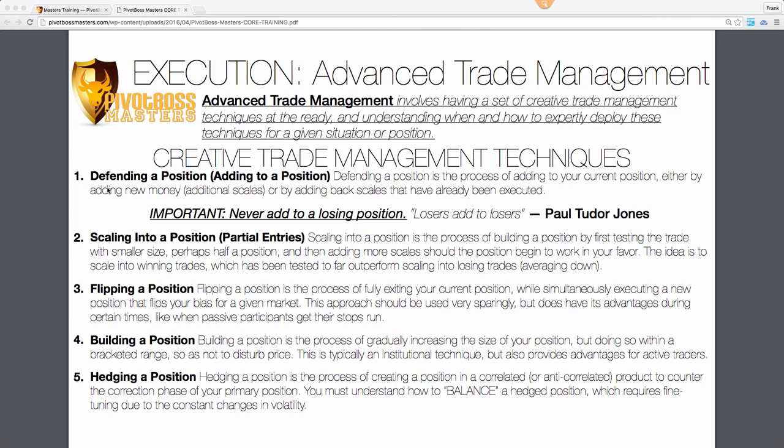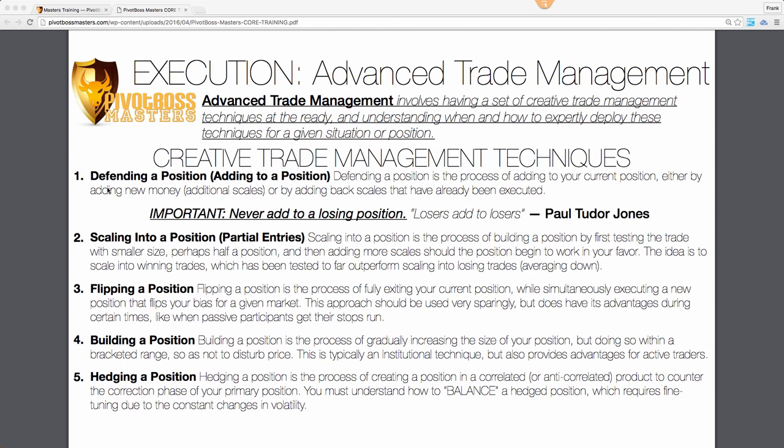So building a position is basically the process of gradually increasing the size of your position, but doing so within a bracketed range so as not to disturb price. And usually you see that occur in distribution phases or accumulation phases, right? And this is a technique that the larger big money players use, like institutions, to basically build a position and eventually for some sort of expansion that they've now built a position in to take advantage of that expansion. And this is a technique that not only institutions can use, but so can you and I. And we'll look at an example of that soon.